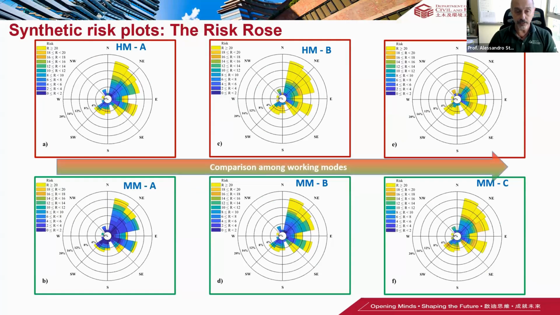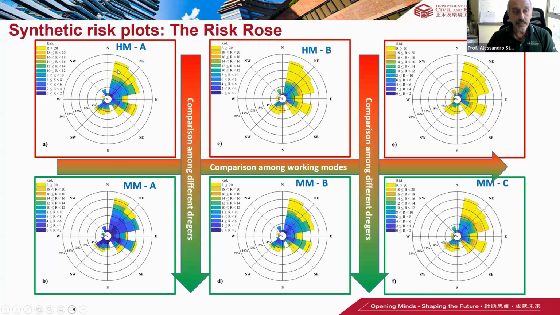And these are examples of roses, again, where you see that the directions are always the same because they are given by the wind direction. But the colors are the average, the cumulative risk for every direction. What does this tell you? For example, in the first one, you have a higher percentage of risk when the wind is coming from the north-northeast sector, and a very high risk also when it is coming from east-southeast.